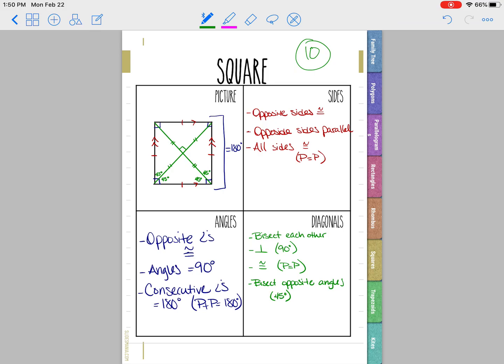So anytime you're setting up a problem like we're about to do, go ahead and look at each section and ask yourself, what do I know about this information given? More than likely, it's either going to be part equals part, because a lot of things are congruent, or it might be consecutive, they add up to 180, or they might equal 90 degrees. That's basically all we've talked about here.